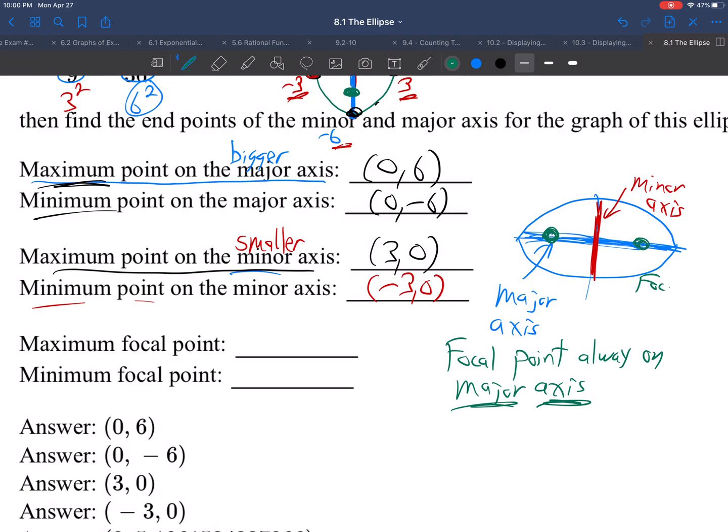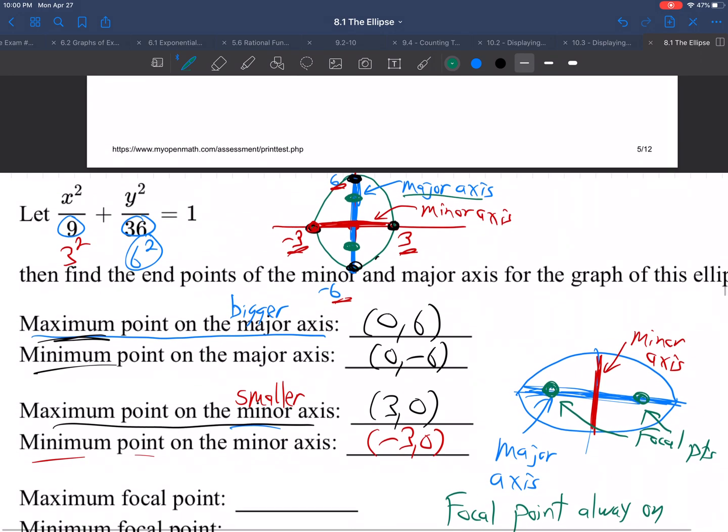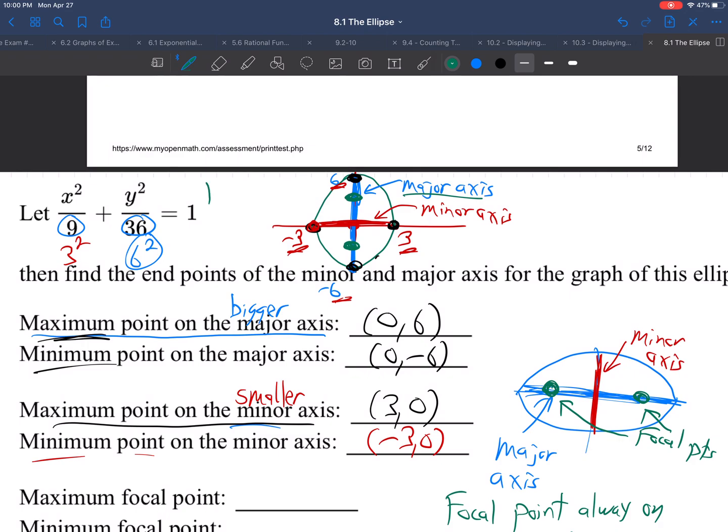If your major axis was sideways, your focal points go right and left. So if your ellipse is wider, your focal points go right and left. Our ellipse is taller, so our focal points, our focus points, go up and down. They're always on the bigger direction, the major axis.